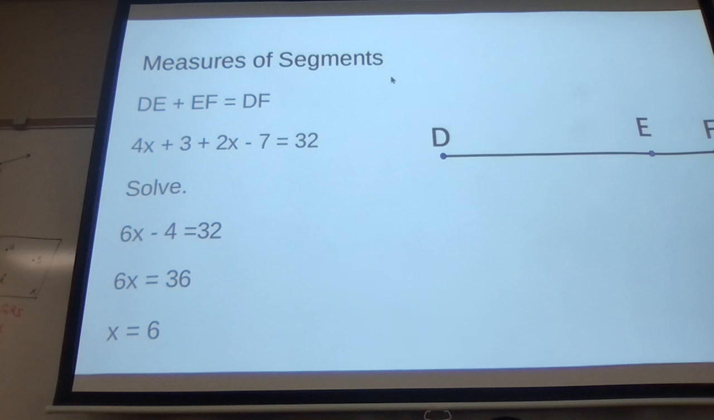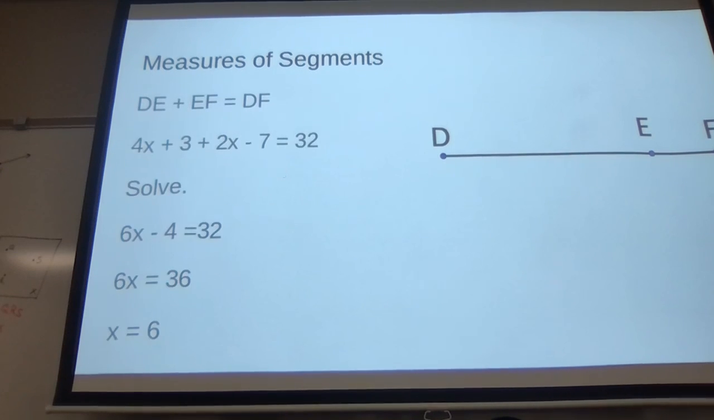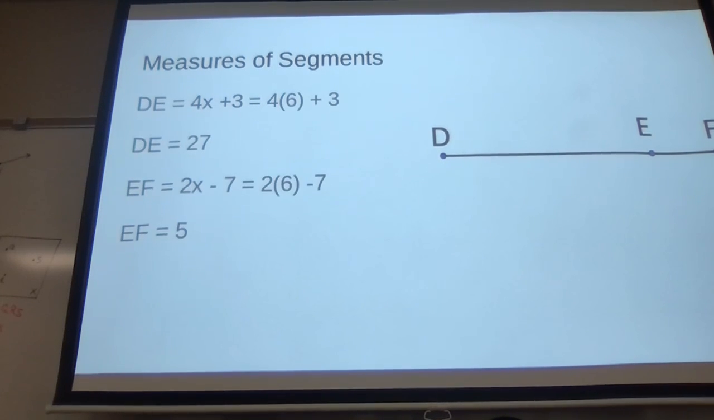Now, if you remember the original question, did they ask us to find X? No, they asked us to find DE and EF. That means they want to know the length of DE and the length of EF. So we found X. We're not quite finished yet. What we're going to have to do is finish this off by putting X into our equations. So on DE, DE was equal to 4x plus 3. We just found X to be 6.